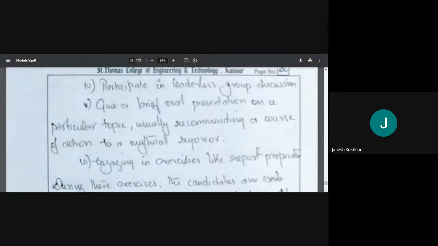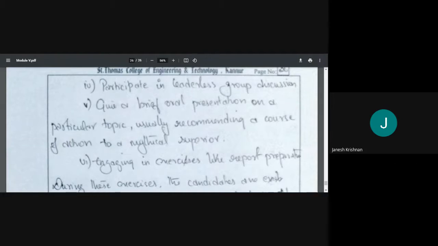You give an oral presentation on a particular topic. You'll be given a topic, like solving a problem, and you have to present it to a mythical supervisor. Imagine a superior sitting on the chair there, and now you present to him. How you do that will be measured. Then your report-making skills, etc., are also tested, and you participate in those exercises.